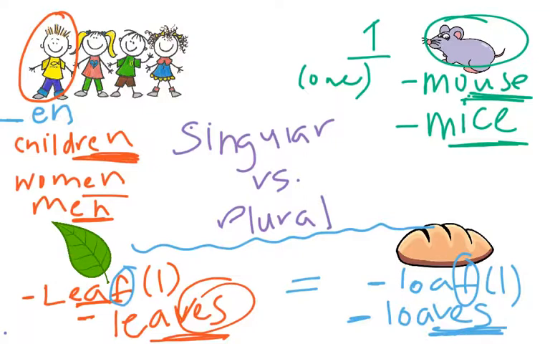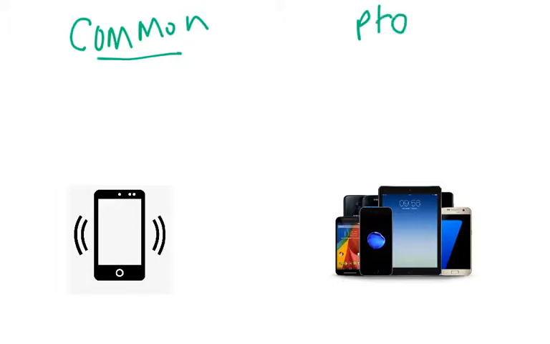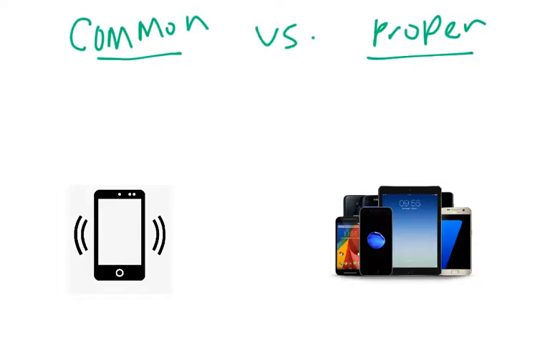Okay, now we're going to talk about another important piece of information when it comes to nouns. There are two types of nouns. There are common nouns and there are proper nouns. Like this again, common versus proper. So what are common nouns and what are proper nouns? I have given an example right over here, but we're going to list a couple more examples after this.